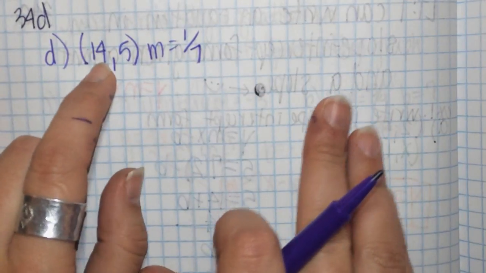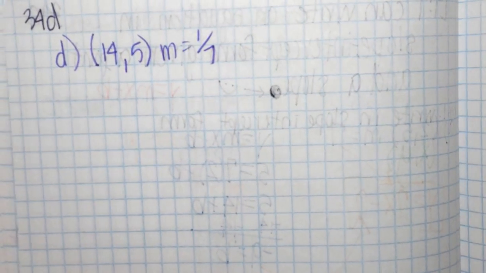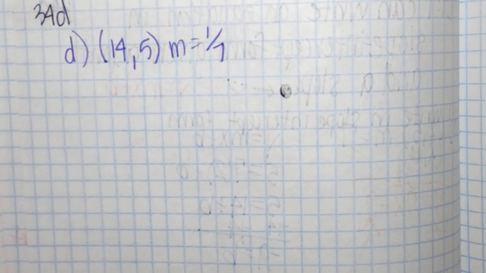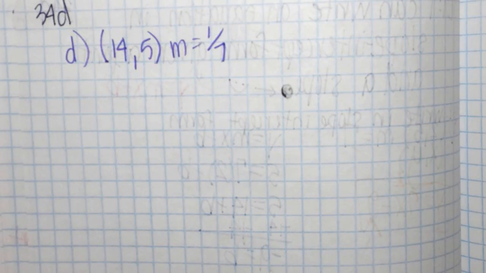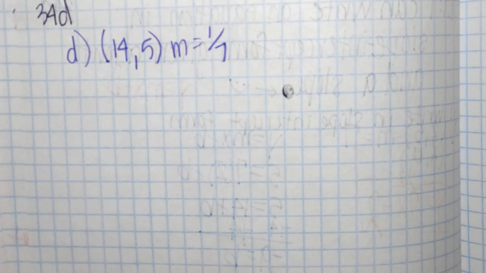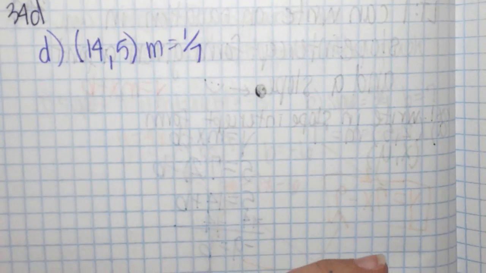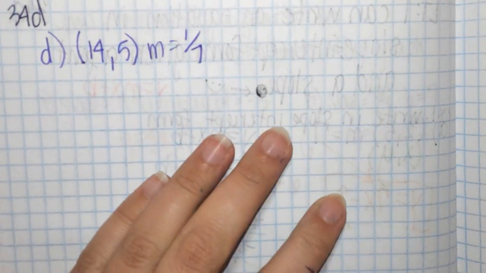Yes. 14 and 5, and our slope is 1/7. Now, you still do this the same way. But fractions are what? Division. So all we're going to do is divide. That's it. So there's no need to be afraid. No fear. Have no fear in your heart, children.